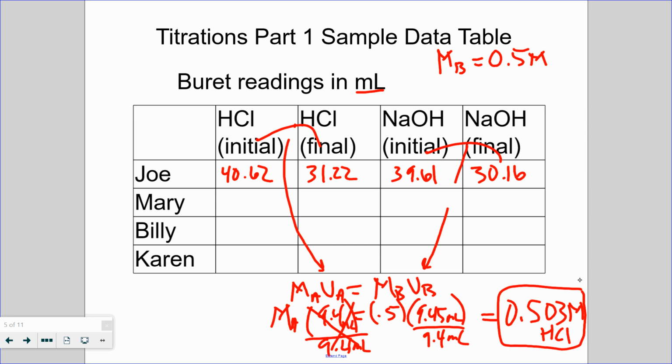Okay, so there you go. This is how we do titration calculations. What I'm probably going to do, just looking at this right now, is give you some data for Joe, Mary, Billy, and Karen, and then have you guys analyze that data. I'll ask you a few questions about it in lab form, and then you'll be able to do the calculations and knock this lab out pretty quickly. Okay, so there we go. I'm going to stop there.